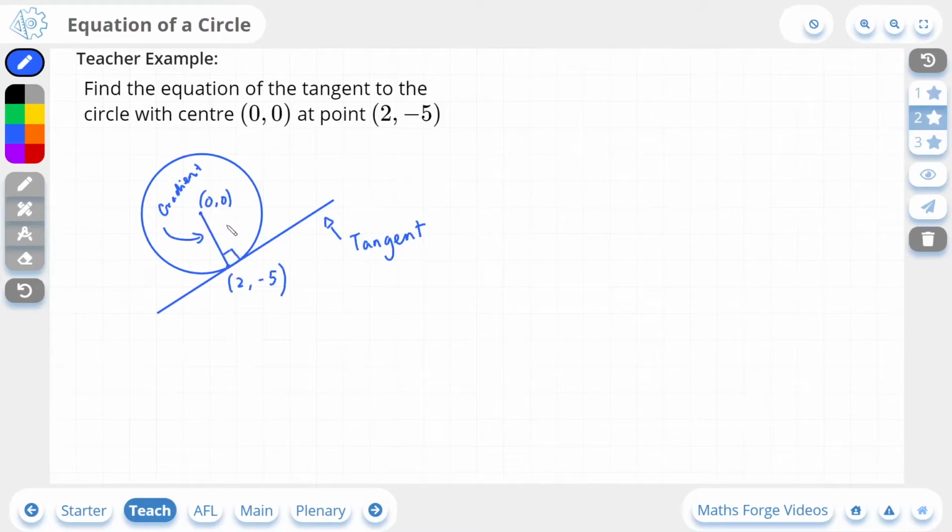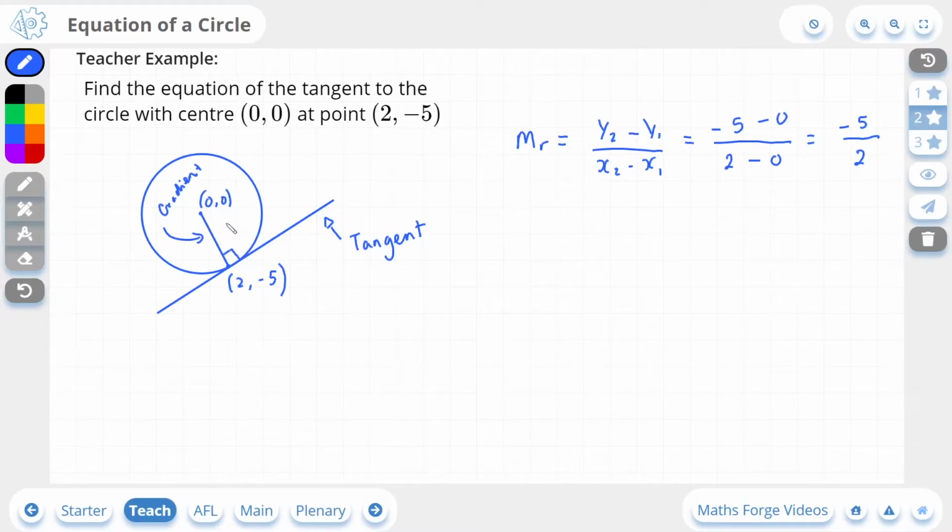So let's begin. To find the gradient of the radius, it's going to be y2 minus y1 over x2 minus x1. And in this case, y2, I'm going to call it minus 5. And y1 therefore is 0. And x2 is going to be 2. And of course, minus 0. So if we simplify this, we end up with minus 5 over 2. And this is the gradient of the radius. So I should probably put a little r here to indicate that.